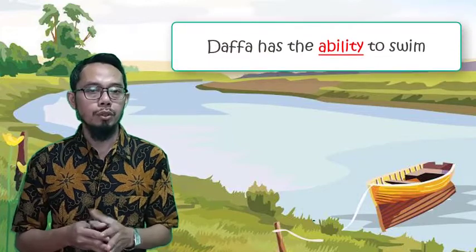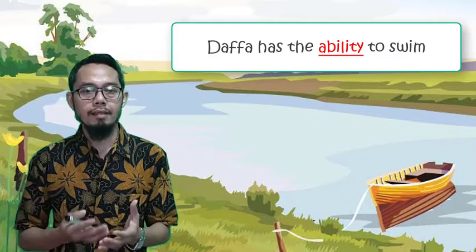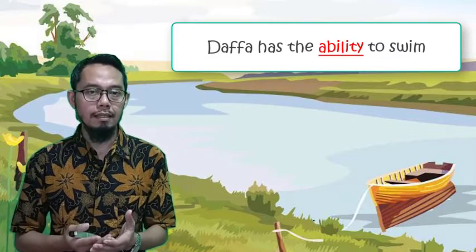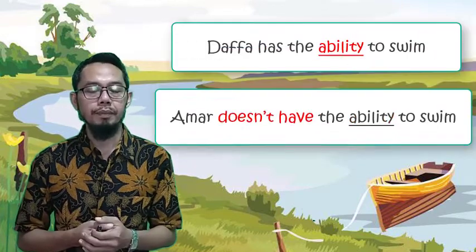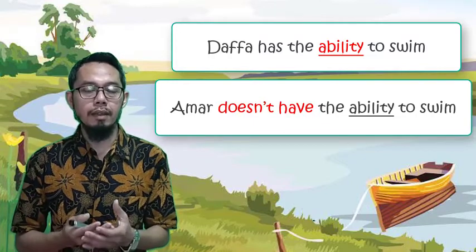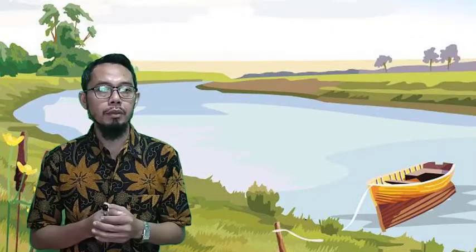The first one, Dafa, who wears orange clothes, has the ability to swim as indicated in the picture. But the other one, Ahmad, who is his friend, does not have the ability to swim. So in a sentence, we can use can. To make a full sentence, please listen to my sentence.